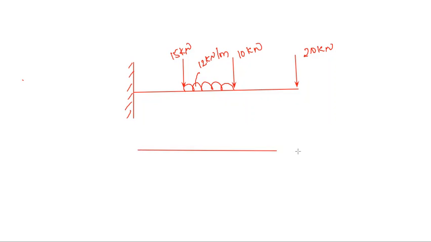See, first what we need to take? We need to take a reference line over here. This is the reference line. Once you take the reference line, next step, you should draw the intensity of load at each point. Here you note down, this is point A, this is point B, this is point C, this is point D. Similarly, you need to copy here. Clear?